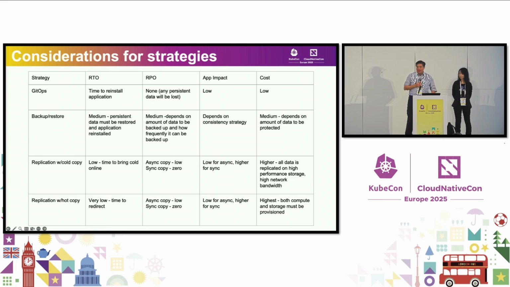So what are some strategies that we can use for protecting an application? A lot of people like to say, hey, my application's stateless, so I can just restore from GitOps and restart the application. If your application really is stateless, then it's a valid strategy. So what's your RTO in this case going to be? How long is it going to take to come back up? It's how long it takes to install the application and for it to get back online. You don't have an RPO because you don't have any data, so that's good.